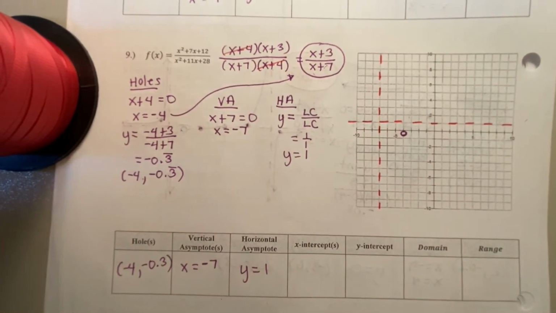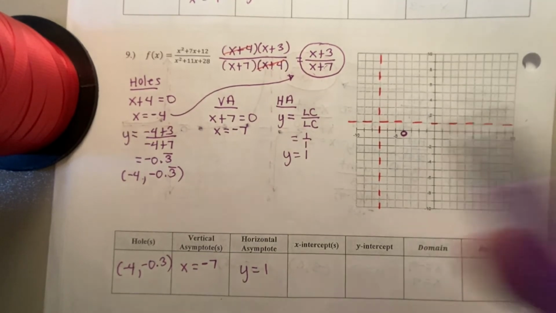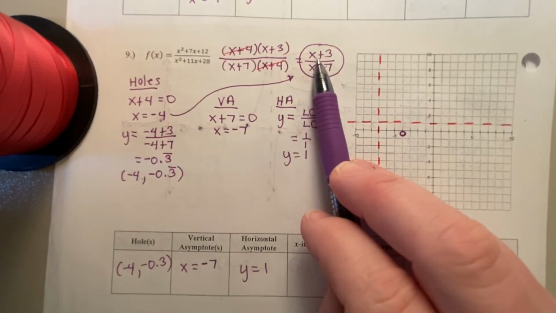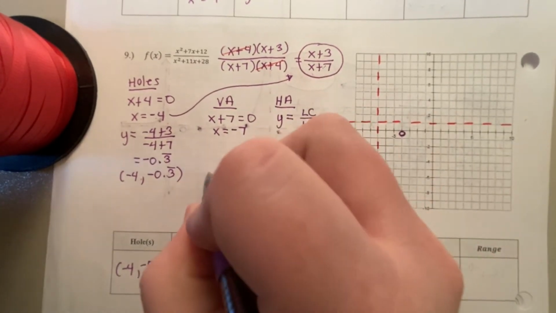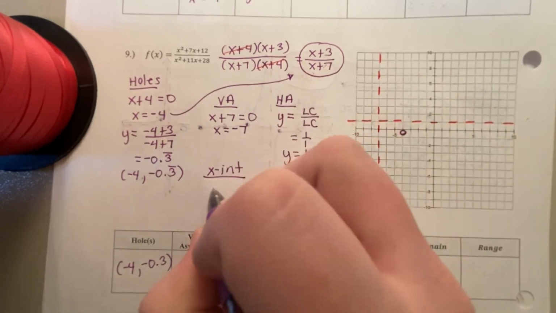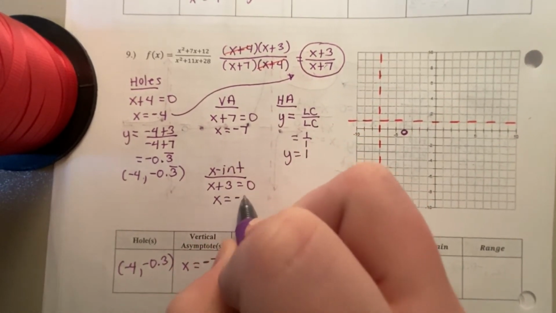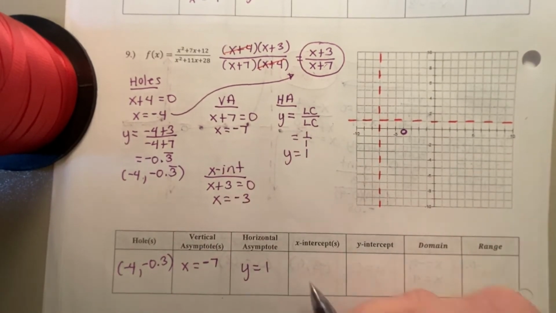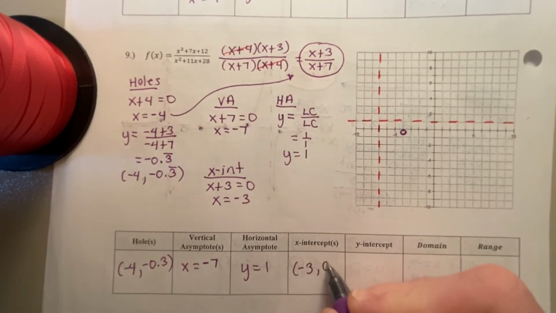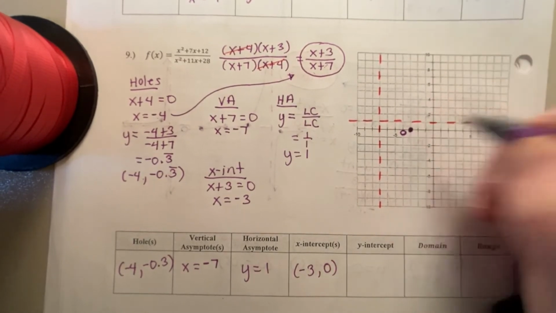All right. Now we need our x-intercept. For the x-intercept, it says we need to set the numerator equal to 0 and solve for x. So for my x-intercept, I would say x plus 3 equals 0, solve for x, and I would get negative 3. So my x-intercept is negative 3, 0. So I'm going to go ahead and plot that point on my graph.